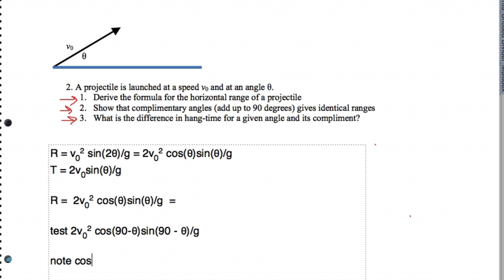Note, cosine of 90 minus theta equals sine of theta, and sine of 90 minus theta equals cosine of theta.